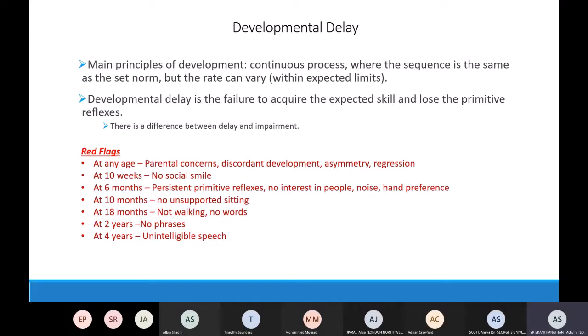And by 18 months, if they're not walking, they're not saying words. At 2 years, if they're not creating phrases, and by 4 years, they should be able to have basic speech. And if they aren't able to, and if their speech is unintelligible, then that's something that you'd be worried about too.